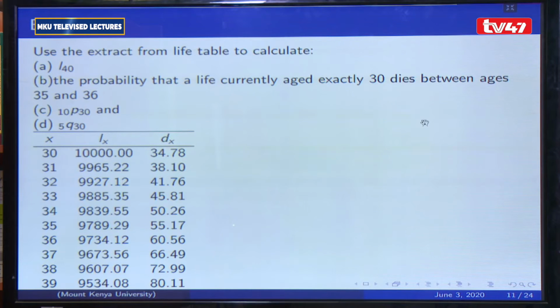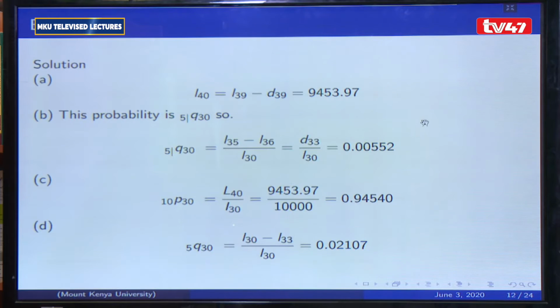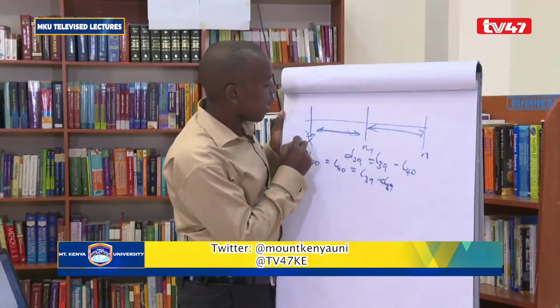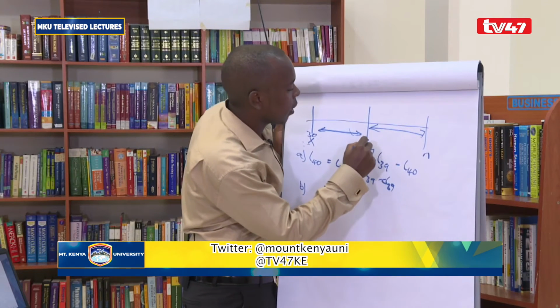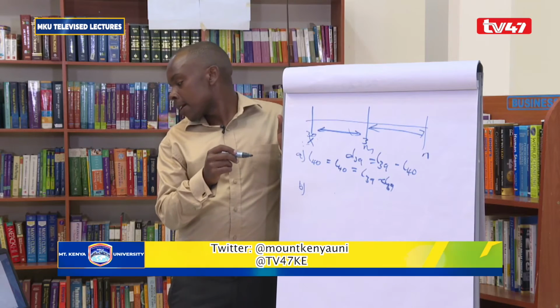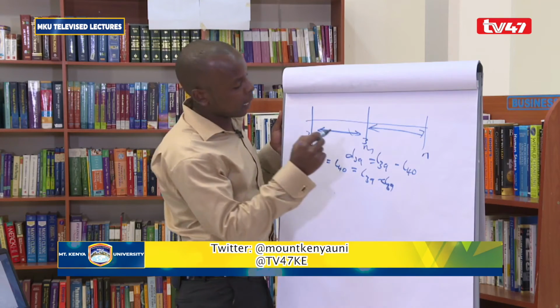Then we have the probability that a life currently aged exactly 30 dies between ages 35 and 36, using actuarial notation. If I use this illustration, this life is currently aged 30, and the life dies between 35 and 36.